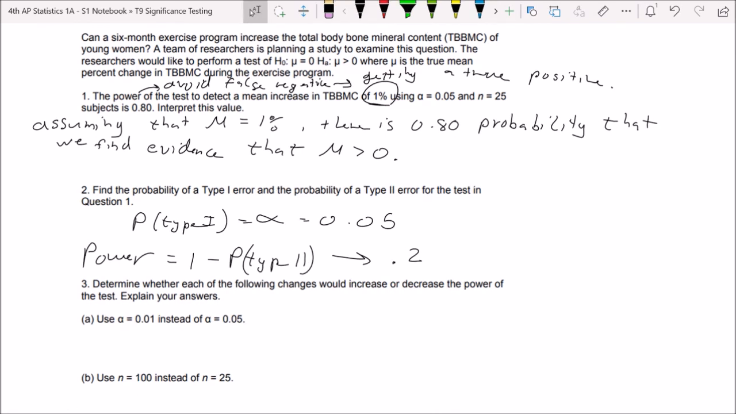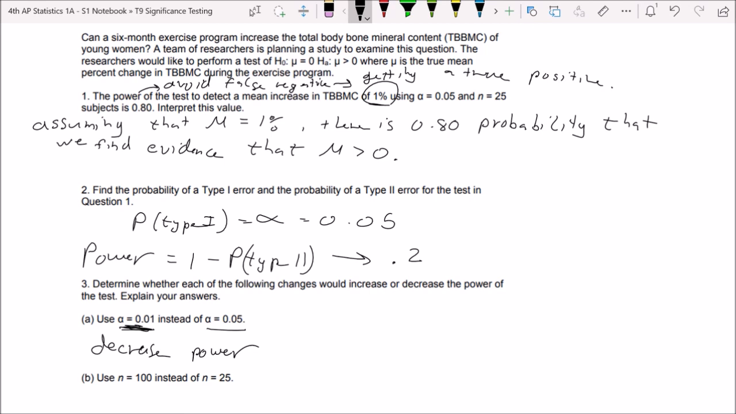Number 3, determine whether each of the following changes would increase or decrease the power of your test and explain your answers. All right, A, we're going to use alpha of 0.01 instead of an alpha of 0.05. I want to remind you that one of the ways of increasing the power is to also increase alpha. And so if we decrease alpha, that is going to decrease the power. Okay, they kind of move in the same direction. Higher alpha means higher power, lower alpha means lower power. What about part B?